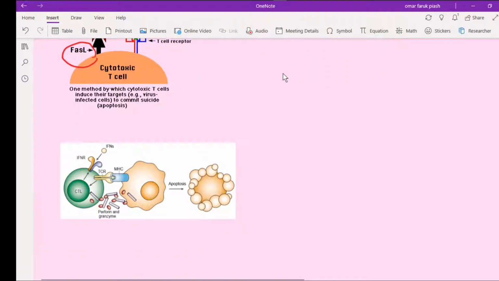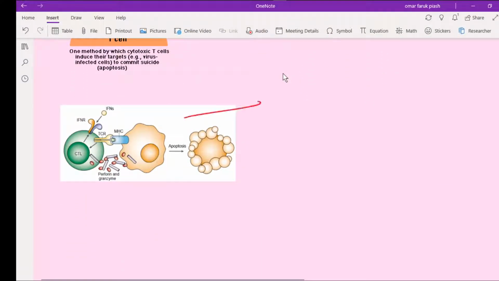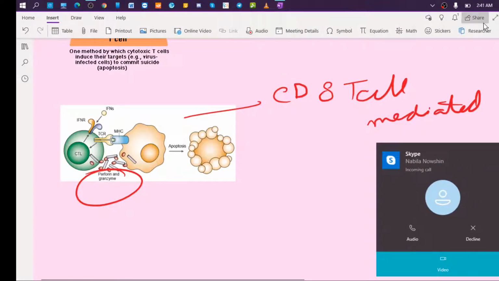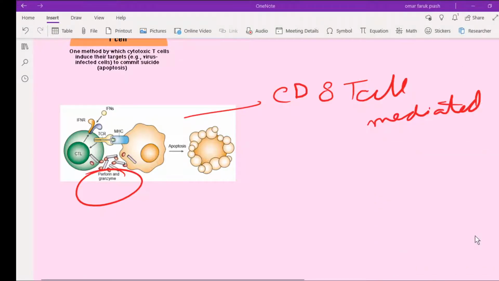And there is another pathway, the cytotoxic CD8 T cell mediated pathway. What happens here? The CD8 T cell releases two things, perforin and granzyme. Perforin makes pores in the membrane of the target cell. Granzyme from the CD8 cell enters into the pore and activates caspase, and after activation of the caspase, again the same pathway, and thus killing will happen. And this CD8 T cell killing of a virally infected cell is an example.